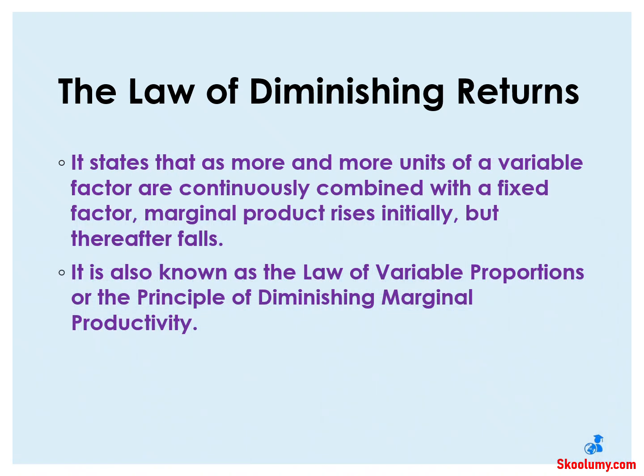The law of diminishing returns states that as more and more units of a variable factor are continuously combined with a fixed factor, marginal product rises initially, but thereafter falls. It is also known as the law of variable proportions, or the principle of diminishing marginal productivity.